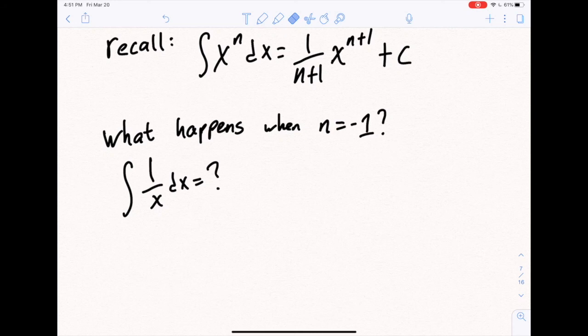Remember that the general power rule for integrals is that the integral of x to the n dx is 1 over n plus 1 times x to the n plus 1 power plus c. So a natural question is, what happens when n equals negative 1? What is the integral of 1 over x dx? Right, because we'd get a divide by 0 error.